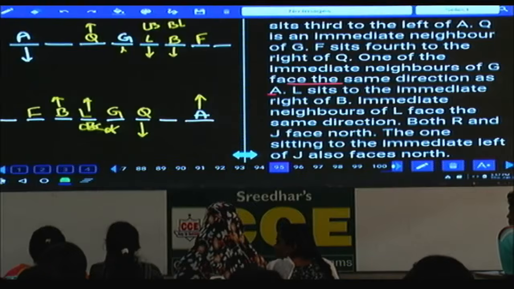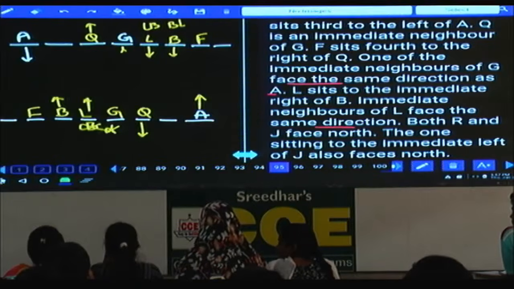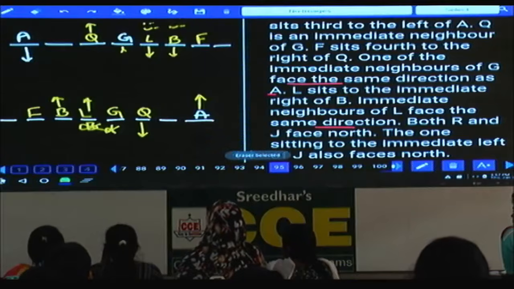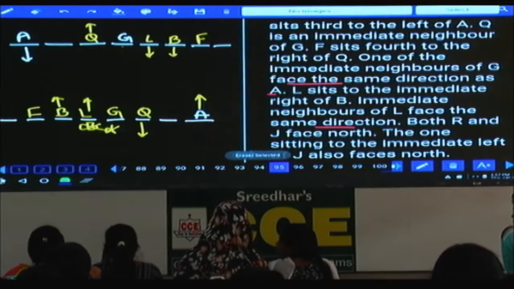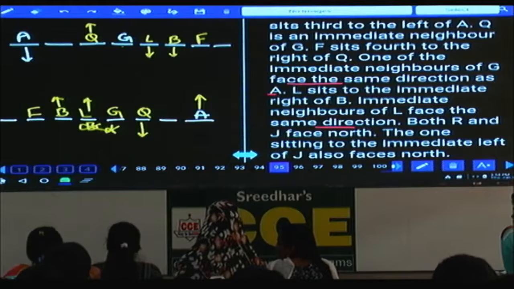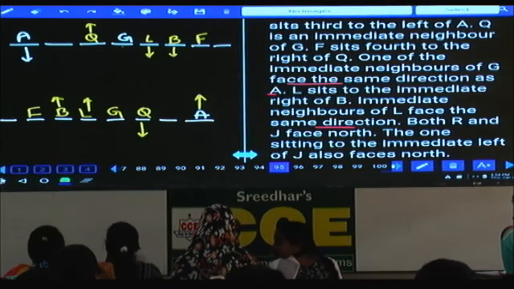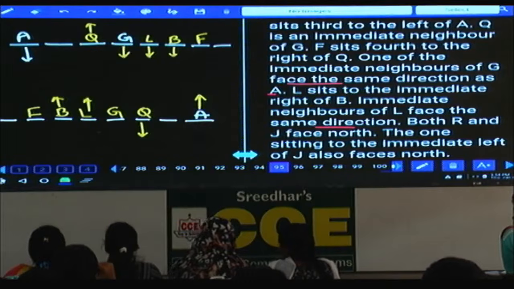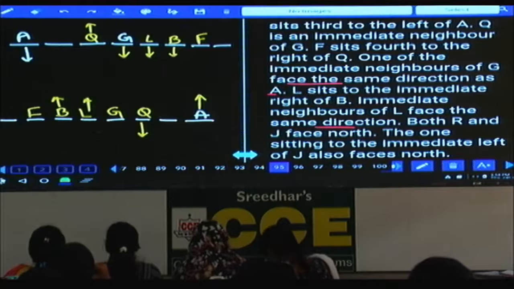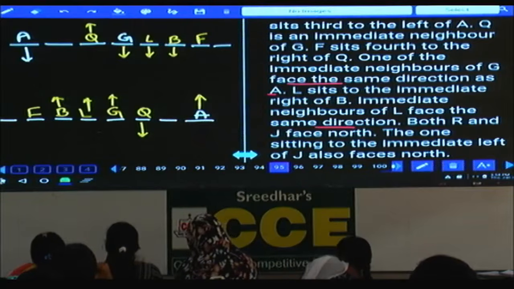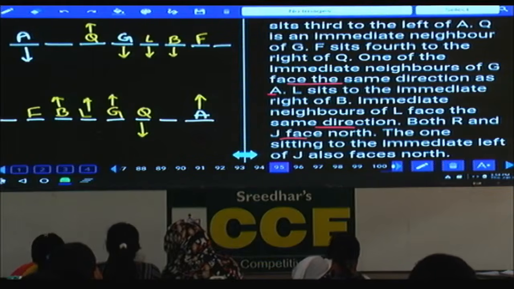Then next one. Immediate neighbors of L face the same direction. In the first case, tell me who are the neighbors of L? B and G are facing the same direction. That means B is facing south, so G must also be facing south. And in the second one, the immediate neighbors of L face the same direction, so B and G are facing north. Both R and J face north. R as well as J faces north.